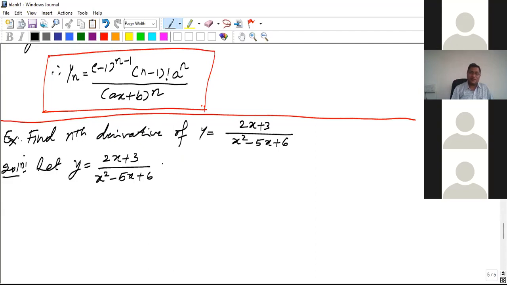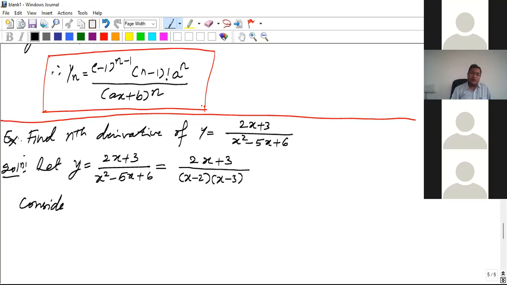Yes, sir, we can put x minus 3 and x minus 2. So we have the factors in the denominator as x minus 2 and x minus 3. When we have these factors in the denominator, we can make it simpler by using partial fractions.